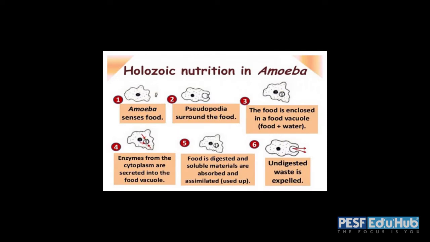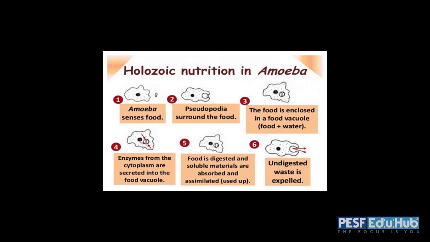In this session, first we have to discuss nutrition in amoeba. Amoeba is a unicellular organism. Its body is made up of a single cell. Amoeba needs food. The type of nutrition found in amoeba is holozoic nutrition. In holozoic nutrition, amoeba consumes solid food.